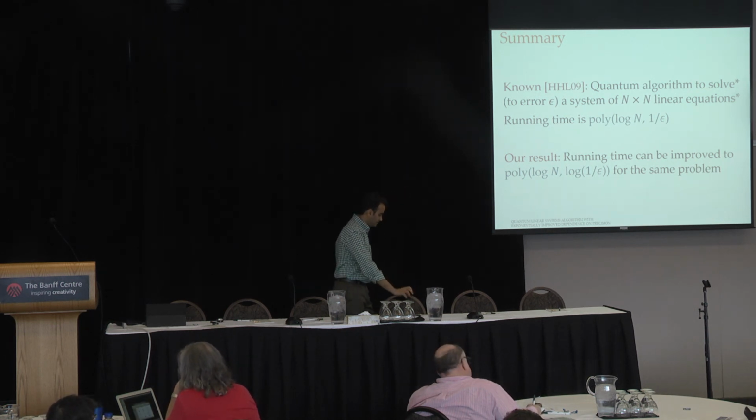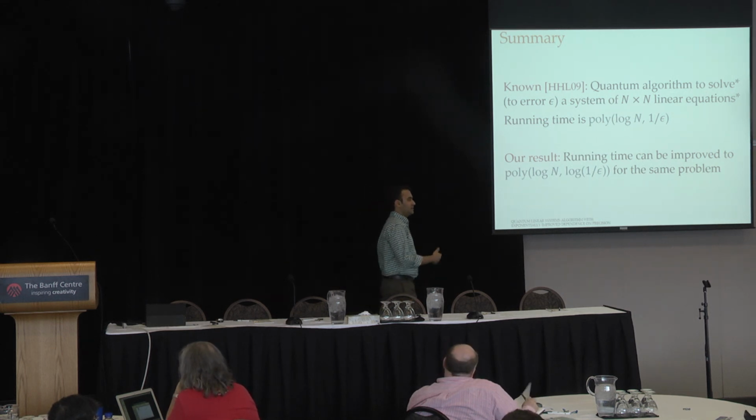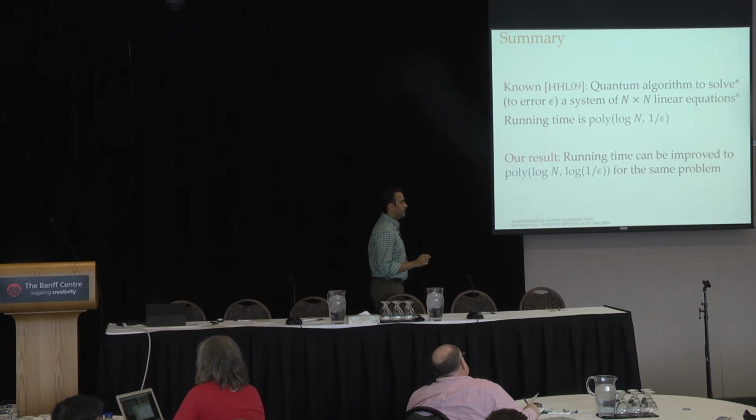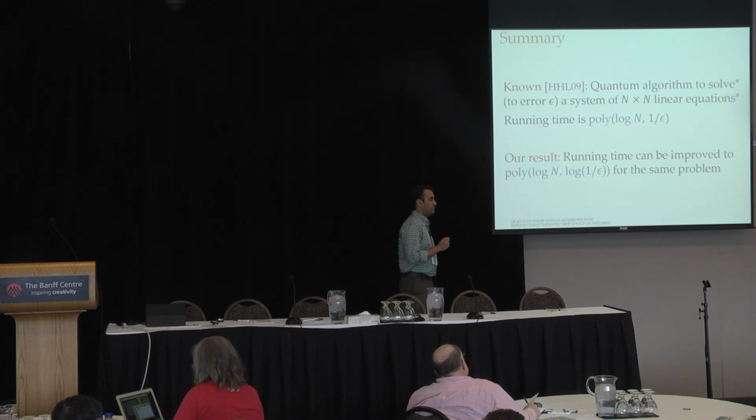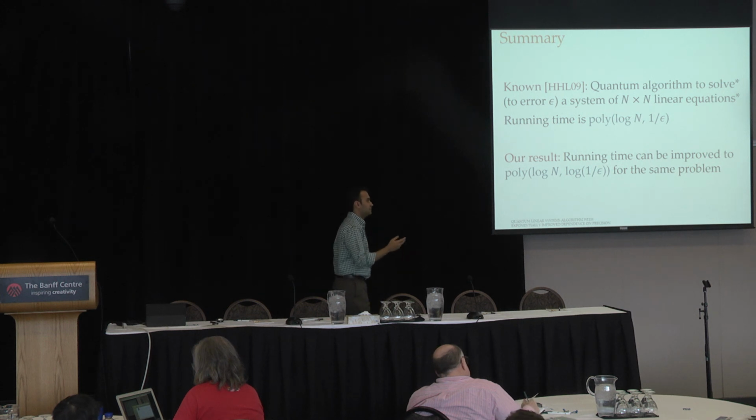I think assuming BQP not equal to PSPACE or BQP not equal to PP, something of that form, the dependence on kappa cannot be made sublinear in kappa. So kappa is fine, but kappa to the power 0.99 is not fine. So they had kappa squared, so that's exactly the gap that Ambainis was able to close. But you cannot go below that, assuming conjectures.